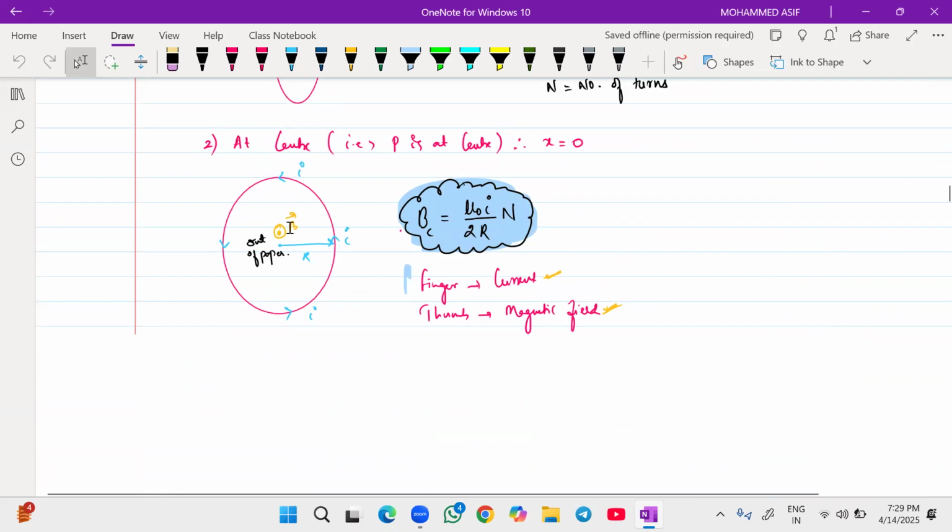Curl the fingers in the direction of current. The extended thumb is in which direction? Outward direction. So the magnetic field is in the outward direction. So if the inward magnetic field is increasing, you should give the magnetic field inward or outward?